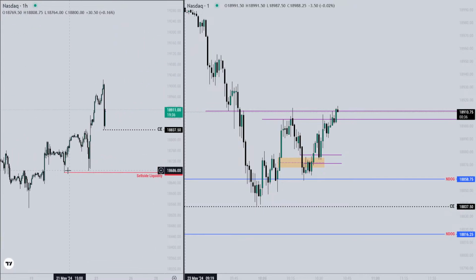This side liquidity is crying. It's crying, and it's telling that please take me, take me, take me. It's just crying, trust me.